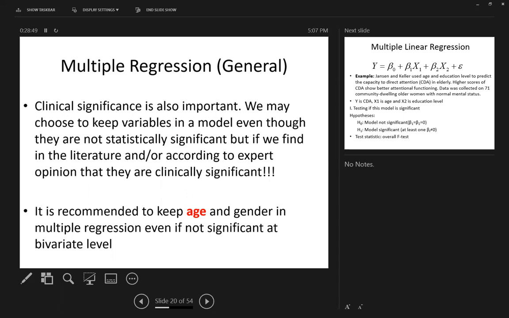And it's always recommended to keep age and gender, which are universal confounders or universal control variables, in multiple regression, even if they are not significant at the bivariate level, because there's always some residual confounding due to age, or some partial confounding due to age and gender, that we'd like to keep.